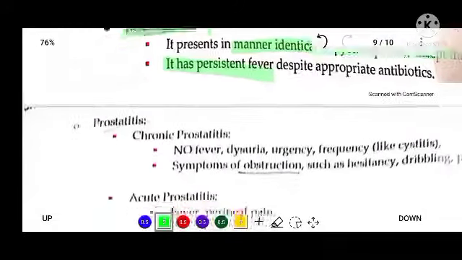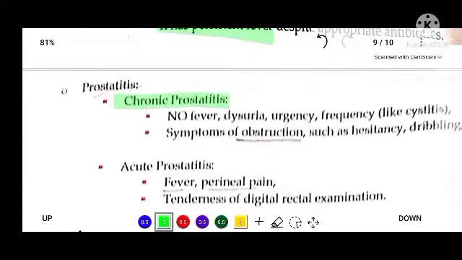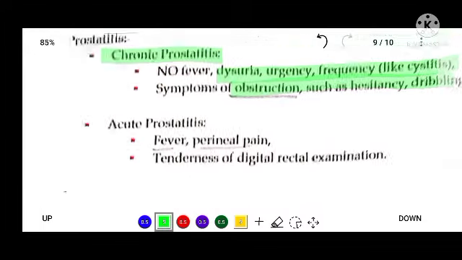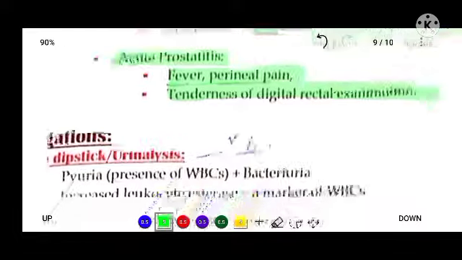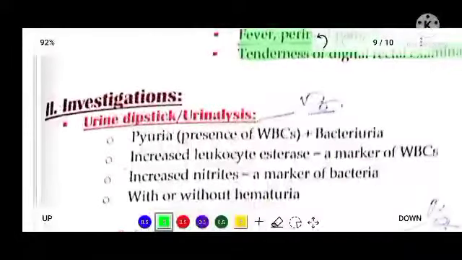Then prostatitis: chronic prostatitis has no fever, with dysuria, urgency, and frequency, and symptoms of obstruction, hesitancy, and dribbling of urine. Acute prostatitis presents with fever and perineal pain, tenderness, and digital rectal examination shows an enlarged, inflamed prostate. So investigations will be urine dipstick and urinalysis.